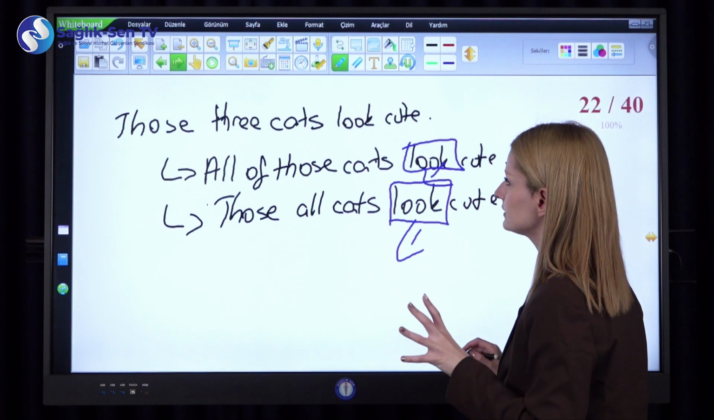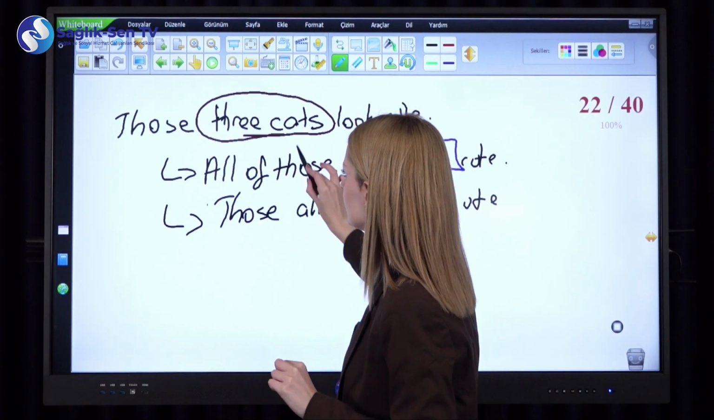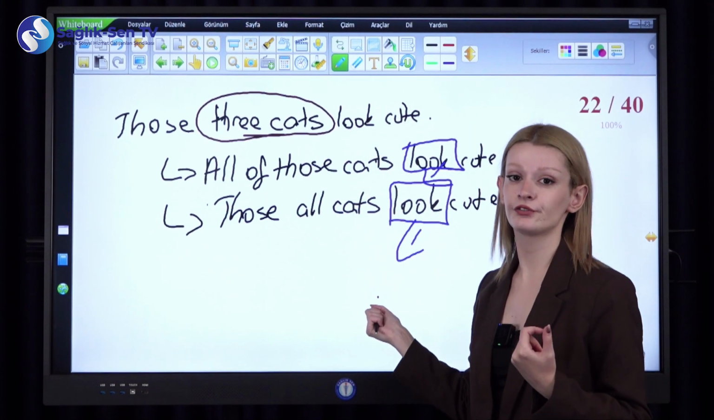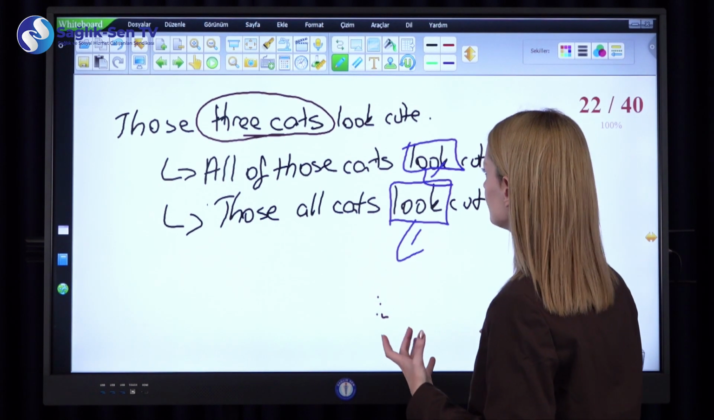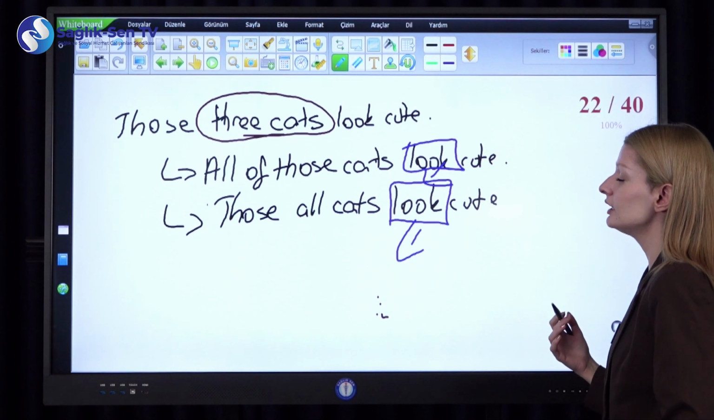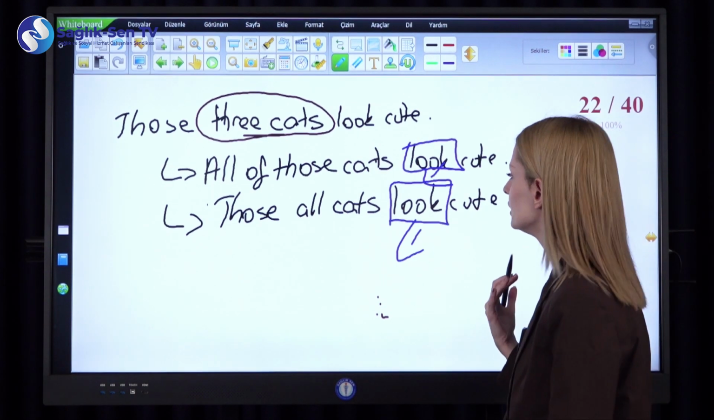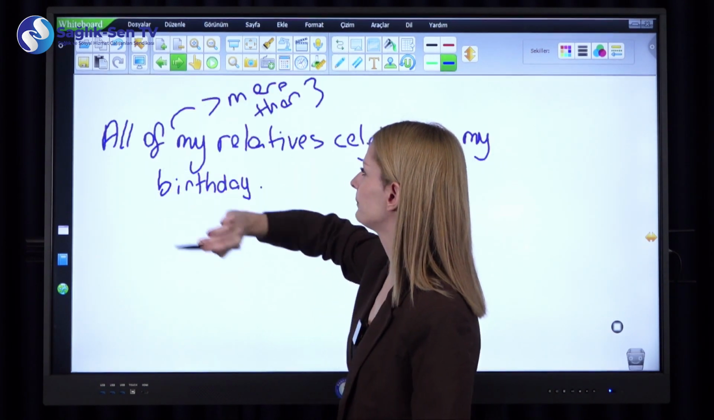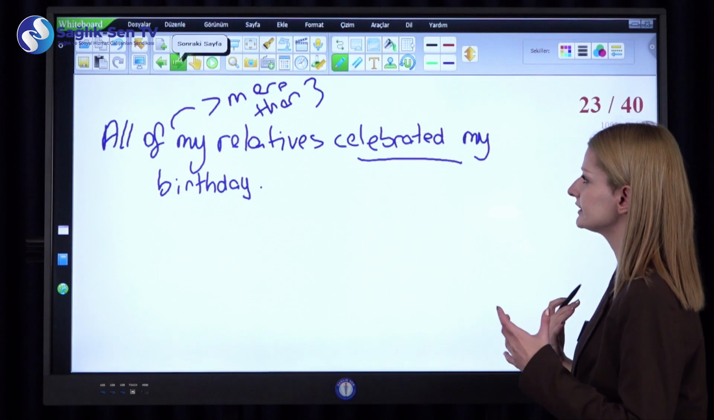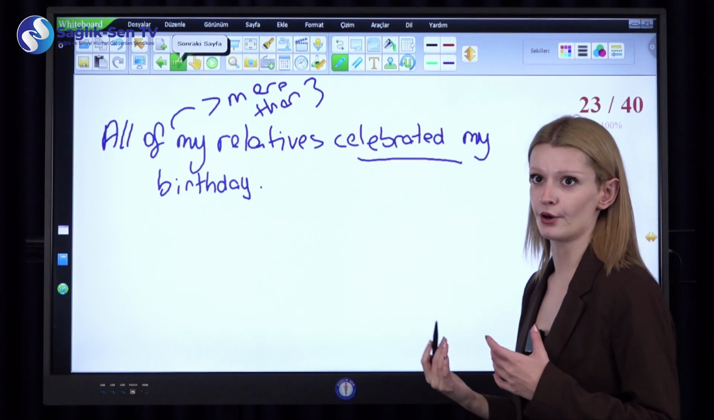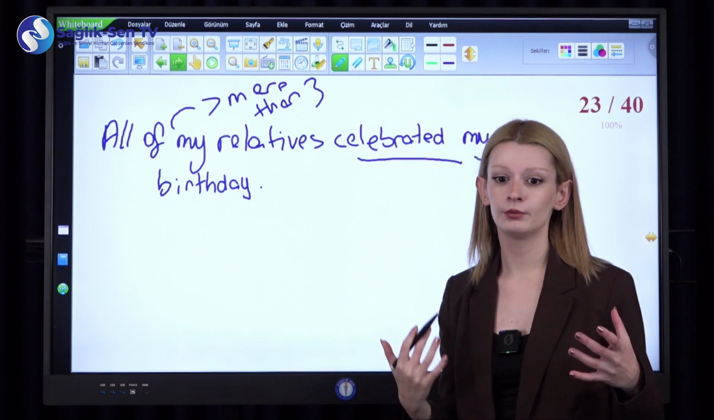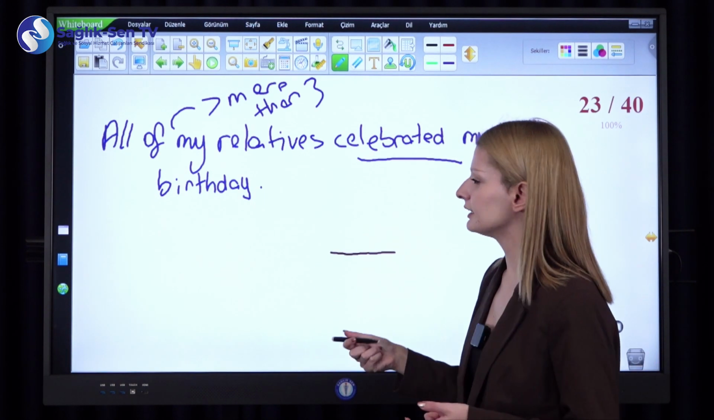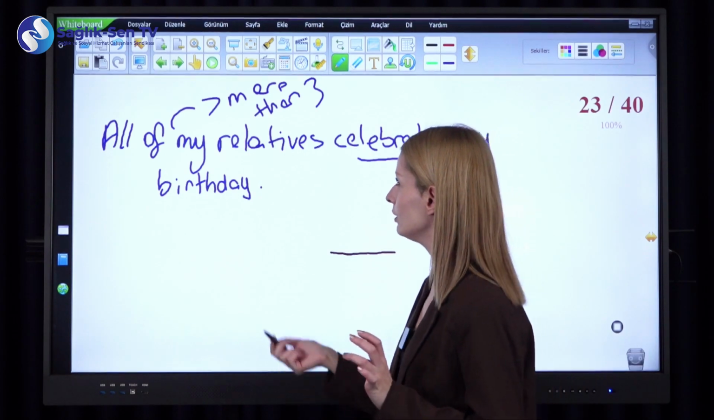Those three cats look cute. I am talking about three animals. That's why I will use all, since it's an affirmative sentence. All of those cats look cute, or those cats all look cute. I used, again, a plural verb. All of my relatives celebrated my birthday. I am talking about more than two people, and it's an affirmative sentence. That's why I used all.